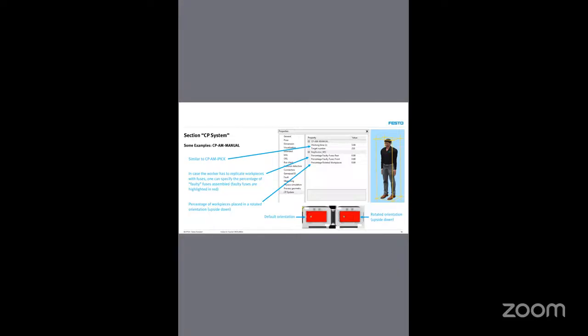Then CPAM manual. Manual means related to the human operator, right? So the working time, for example, how much time the operator will take to finish the job: 5 seconds, 10 seconds, 20 seconds. Target number: how many workpieces the operator should make. Percentage faulty fuses, 10 percent, that means out of 100 parts, 10 will be faulty. Percentage rotated workpieces: out of 100 workpieces, 15 will be upside down.